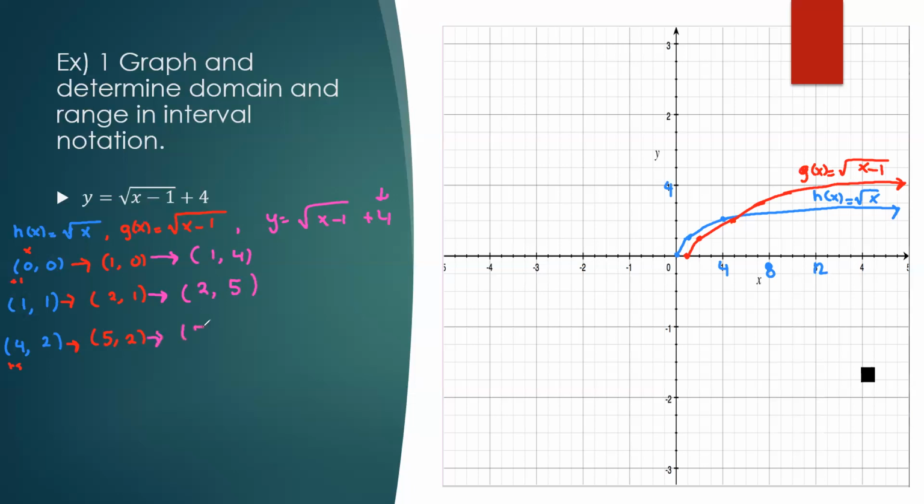5, 2 would be 4 plus 2. So you're only adding 4 to the y. So that would be 6. Okay, go ahead and plot it. So 1, 4 is 1, 2, 3, 4. 2, 5 is, 5, 6 is 1, 2, 3, 4, 5, 1, 2, 3, 4, 5, 6. Okay, so it would look something like this.